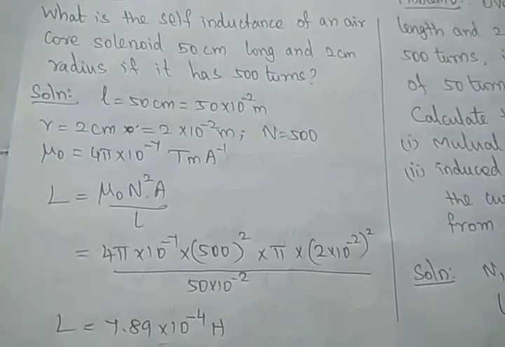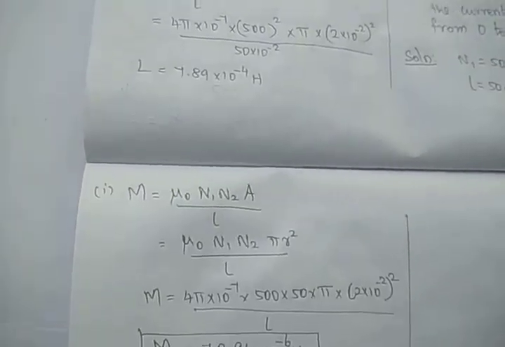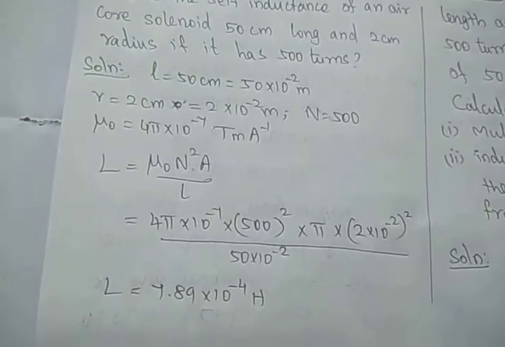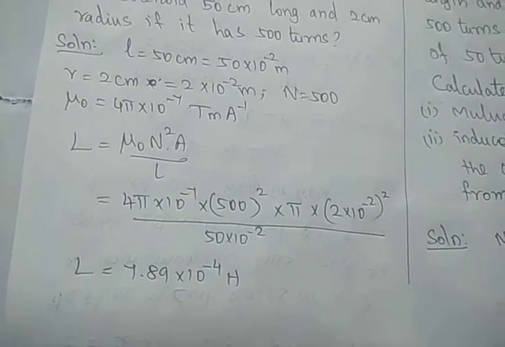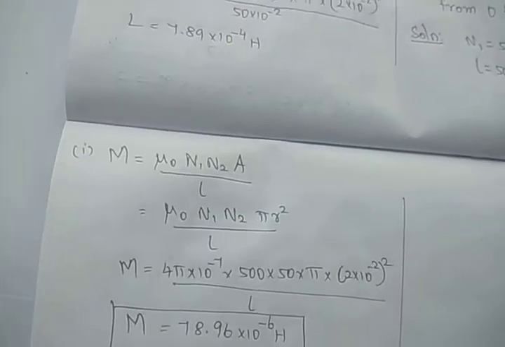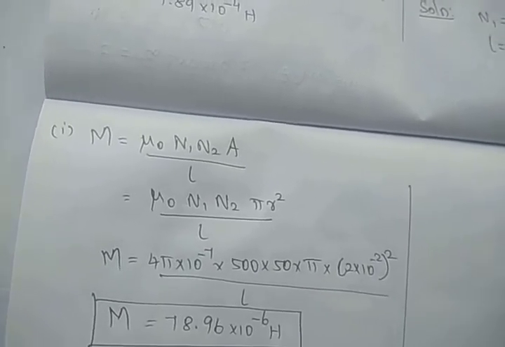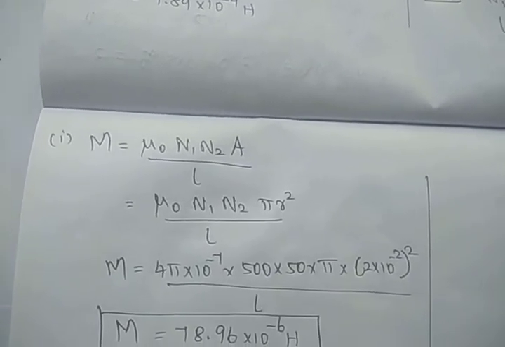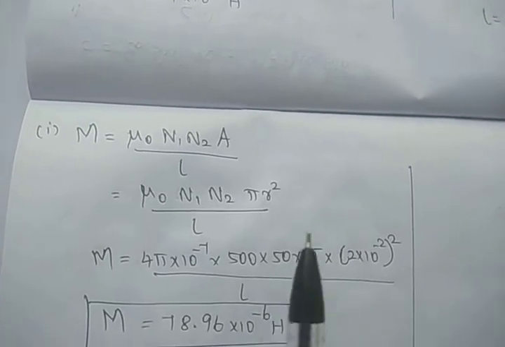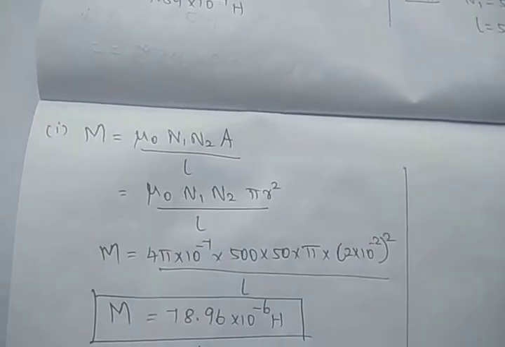So the self-inductance formula and the mutual inductance formula are similar. Here, with the same wire, a single coil, N squared will come. Here, with two coils, primary and secondary, N squared becomes N1 into N2. So M is equal to mu naught N1 N2 pi R squared by l, where area is pi R squared.